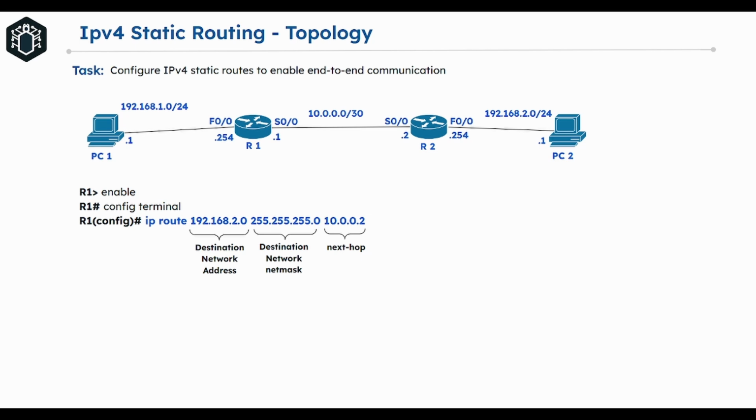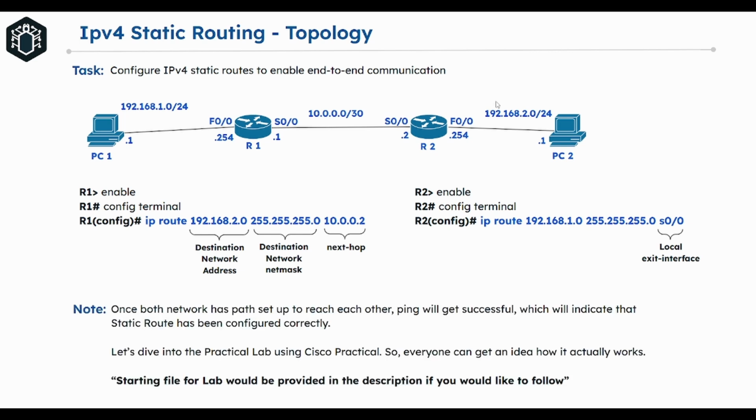Similarly, router 2 must know how to reach PC1's network. So on router 2, we are going to configure the static route but with the exit interface. What this command tells is that if PC2 wants to reach PC1, then send the data packet out of interface S0/0 of router 2. Now both routers know where the remote networks are, and PC1 and PC2 can successfully communicate. Once both networks have a path set up to reach each other, ping will succeed, which indicates that the static route has been configured correctly.